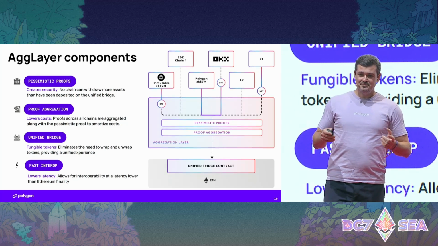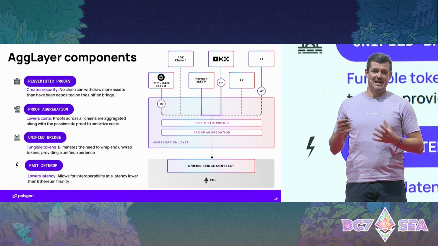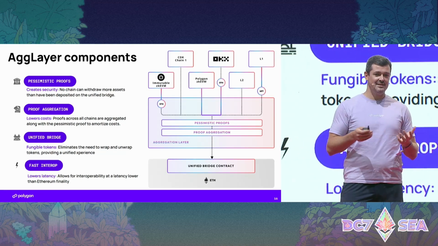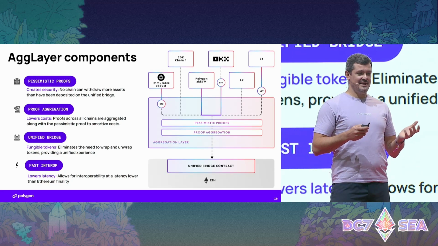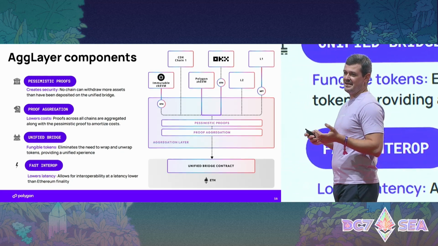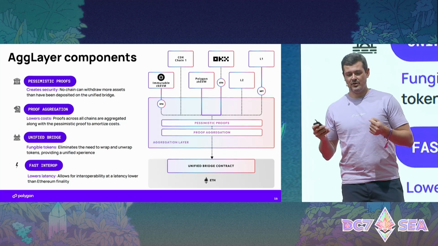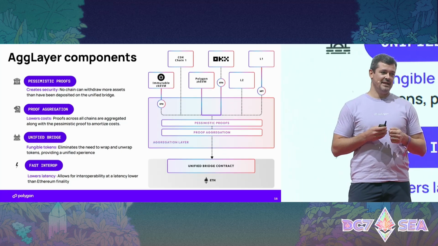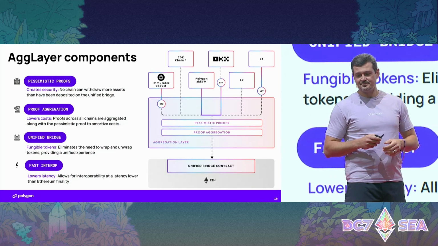And then lastly, there's this concept of fast interop. The Ag layer, with nothing else going between two chains, especially two L2s, is going to settle at the speed of Ethereum settlement, and so we're looking at 15-minute cross-chain transactions, which isn't good enough. And so the goal with fast interop is to lower that latency to just a few seconds rather than minutes.